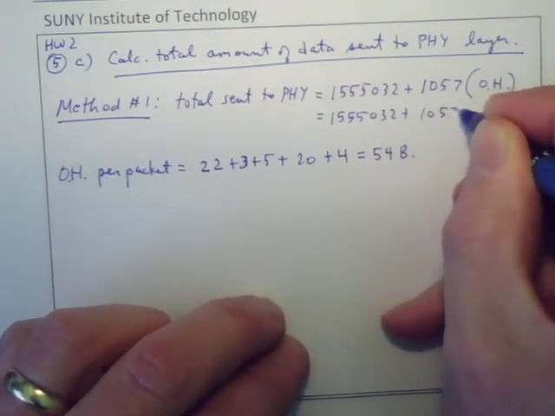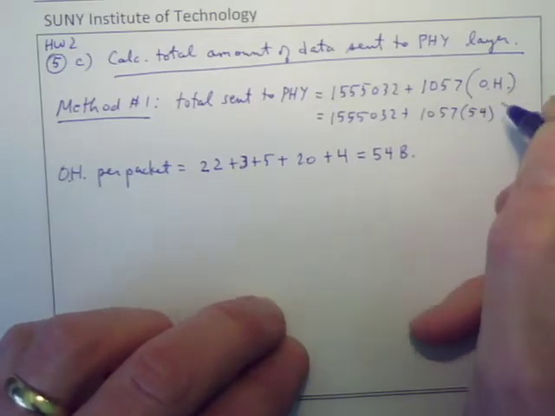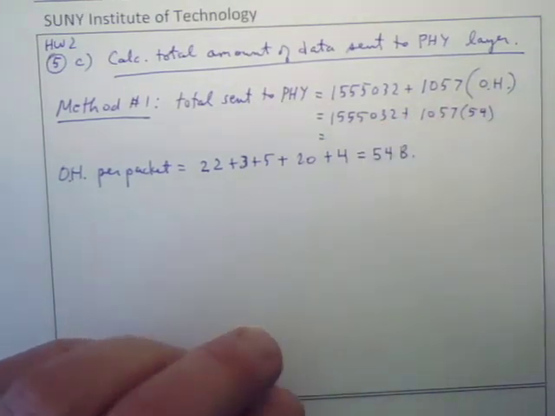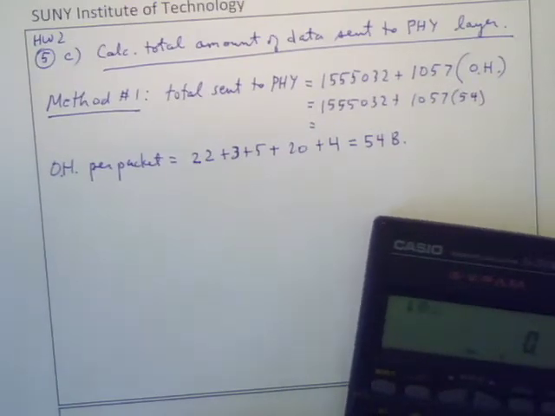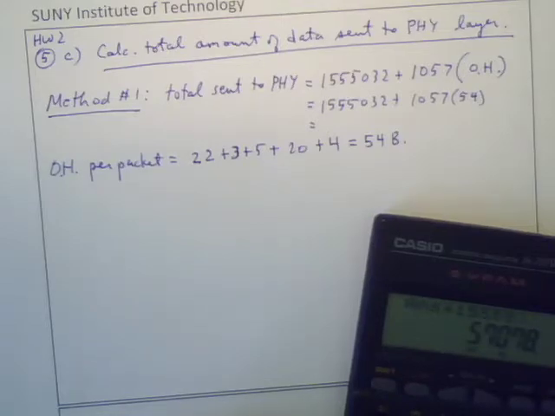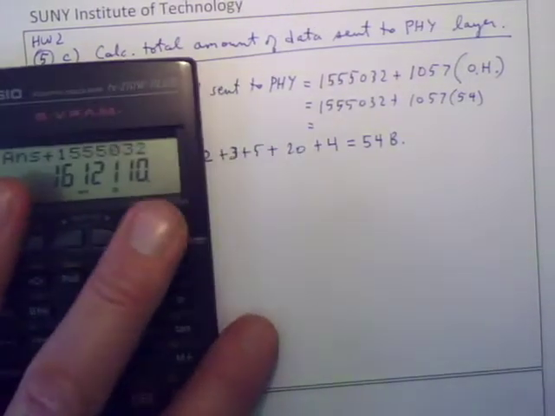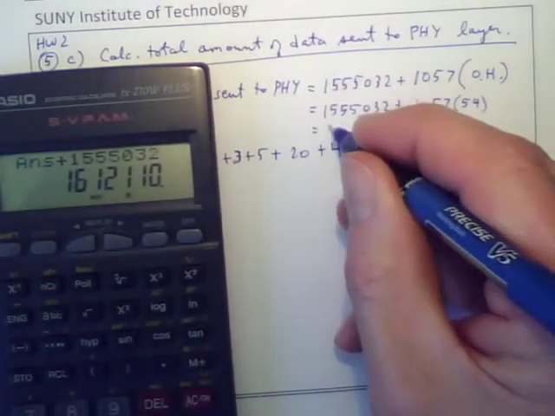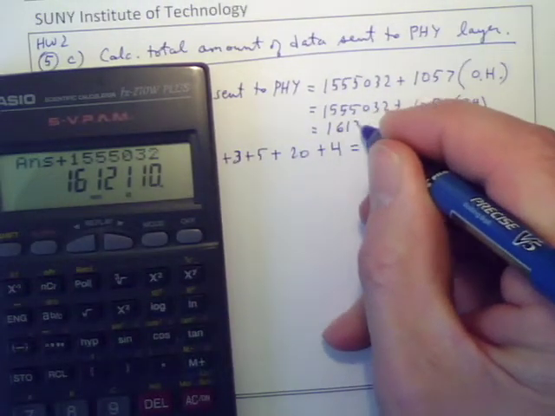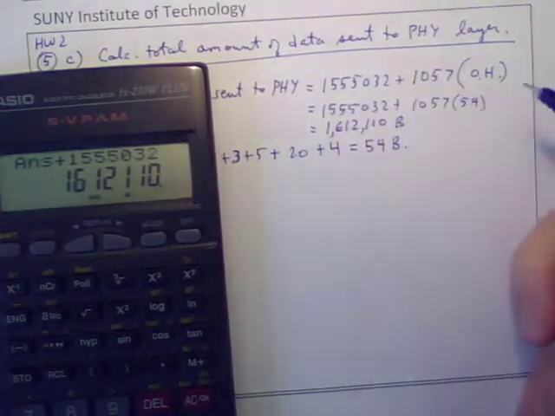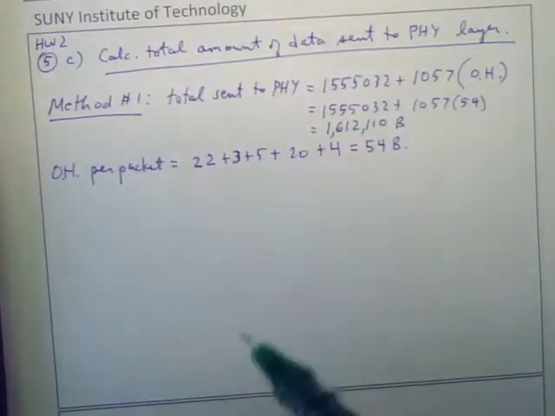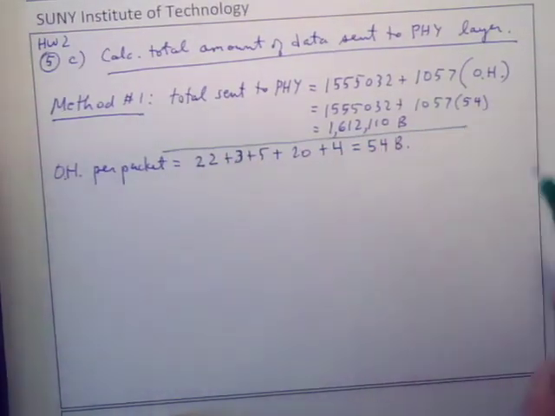And so I can multiply these numbers out. 1555032 plus 1057 times 54 gives us 1,612,110 bytes. Okay, so that's one way of calculating.